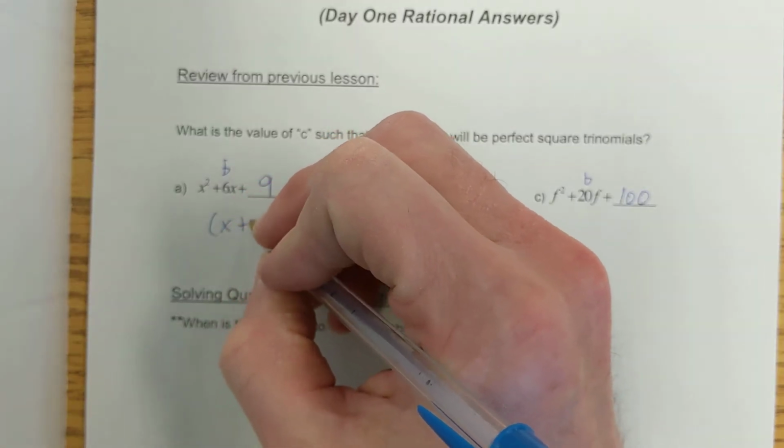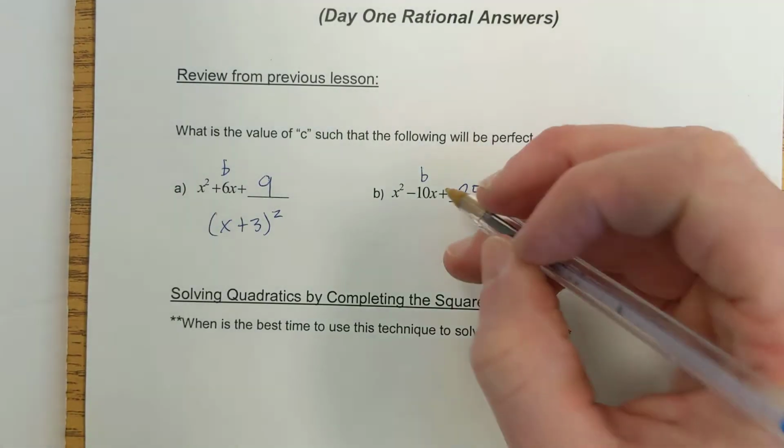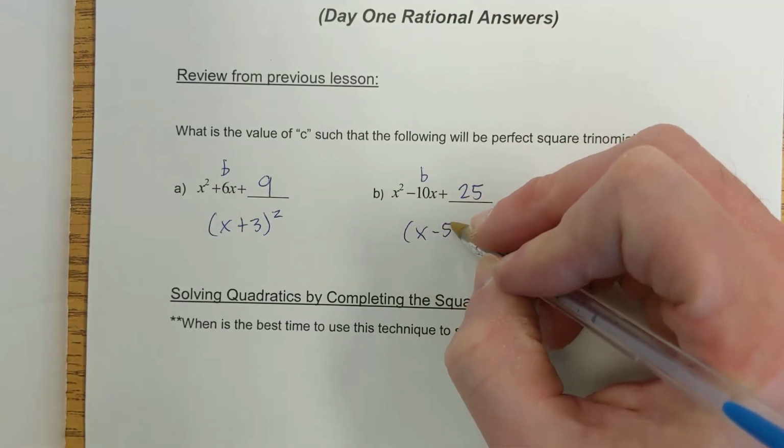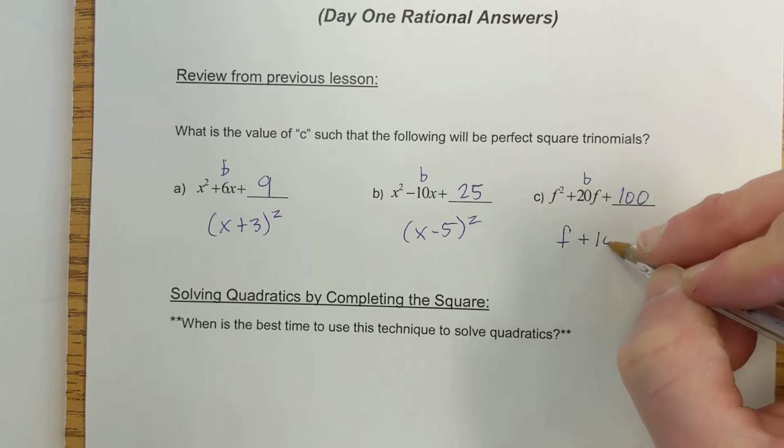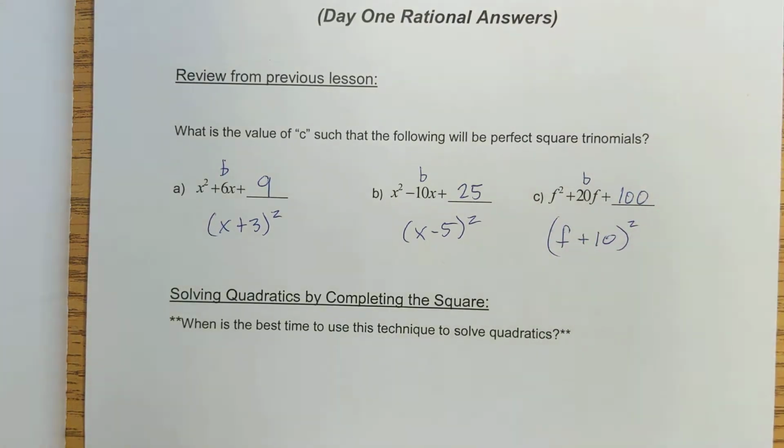So that would make those perfect square trinomials, which, for instance, this one would turn into x plus 3 squared. This one would be x minus 5 squared. And this one would be x plus 10 squared. So that is what makes them perfect square trinomials.